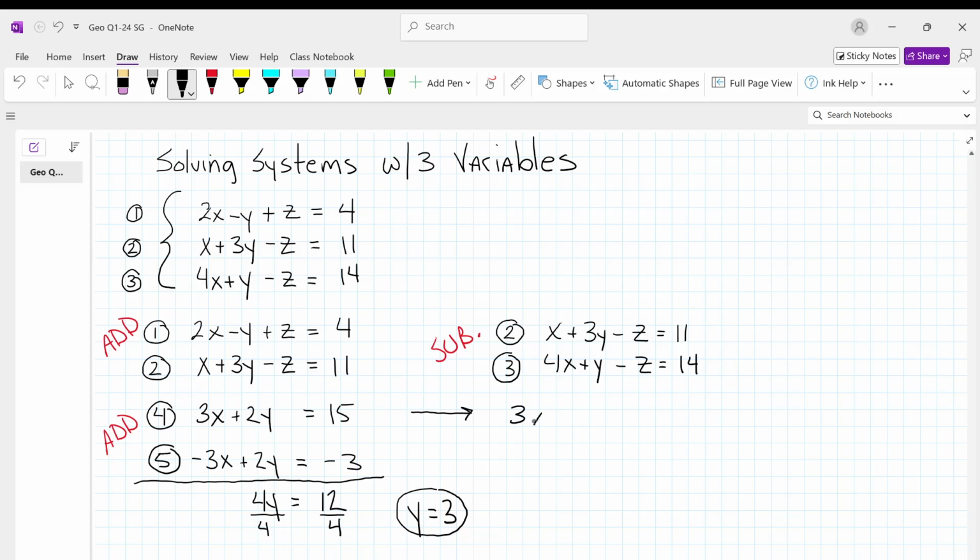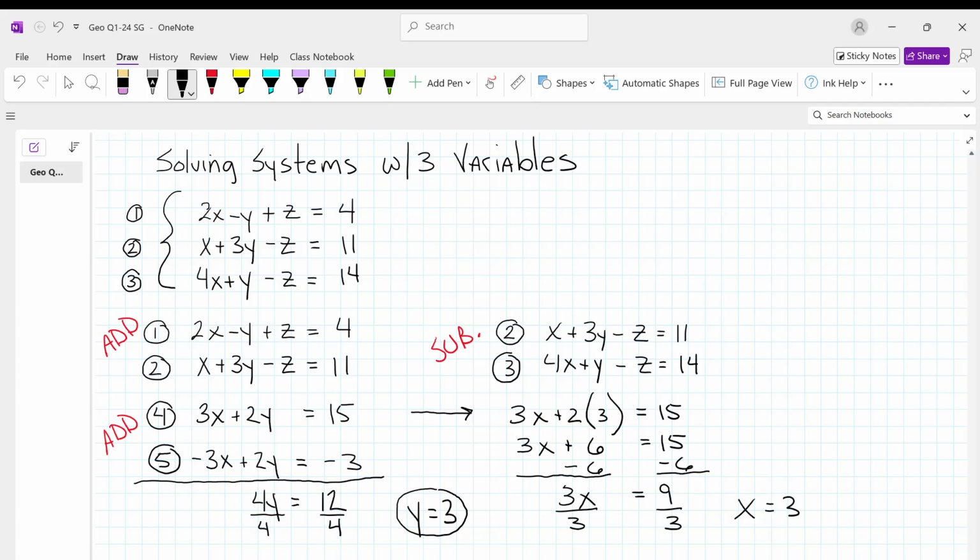So 3x plus 2y, which is 2 times 3, is equal to 15. So 3x plus 6 is equal to 15. I'm going to subtract 6 from each side. And 3x is equal to 9. And then divide both sides by 3. So our x is equal to 3 as well.